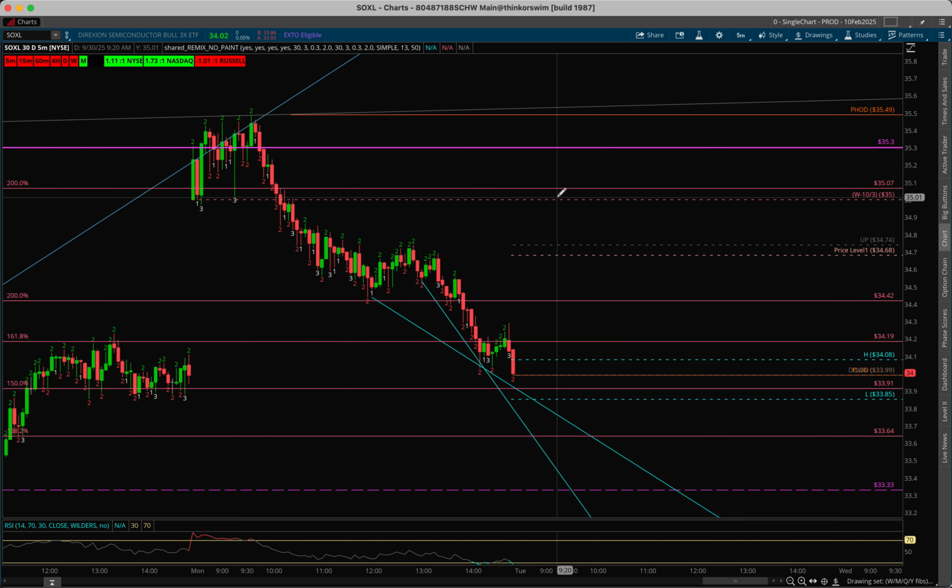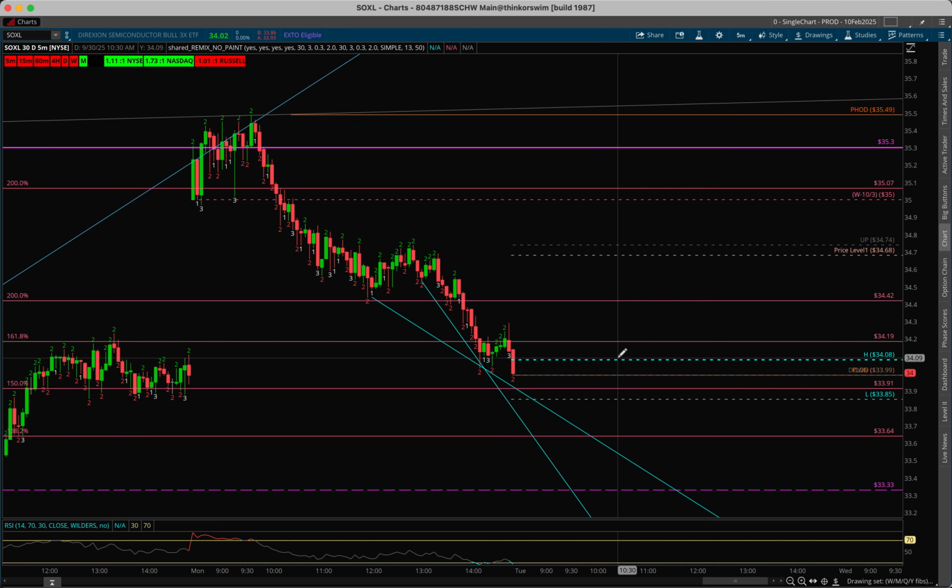So if we push up to that level, maybe we get some pullback action there, and then we get a higher low above this opening print level, or even at the opening print level. That's when we want to enter calls. We would want to enter calls, and we would target the previous high of day.